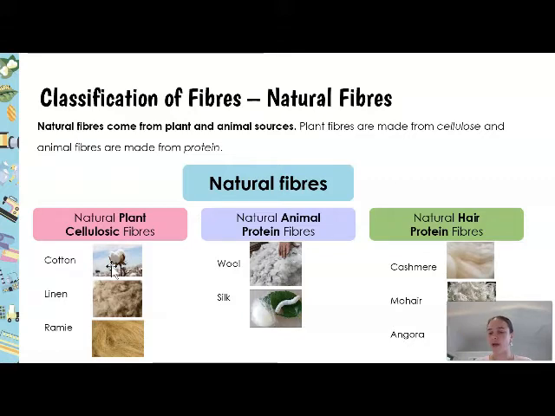Animal protein is manufactured from the animal, so wool or silkworms, so it's made by the animal. And then hair protein, because hair proteins are slightly different to the wool from a sheep. Wool from a sheep is a lot thicker. The cashmere, mohair and angora are all hair type fibres, so they are a lot thinner. Okay, so you need to differentiate between those three things.